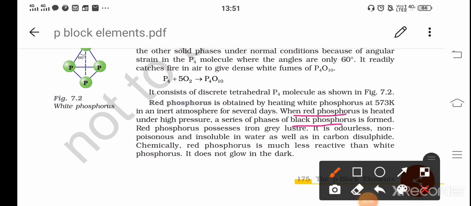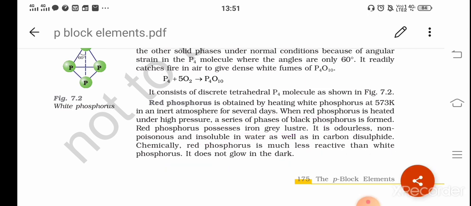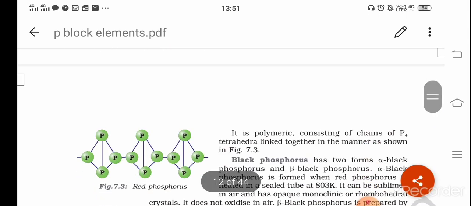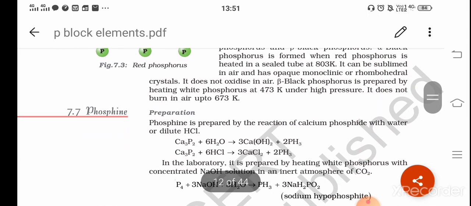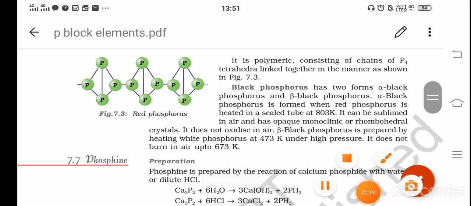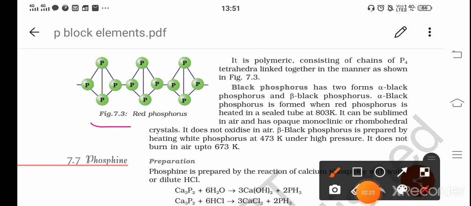Red phosphorus has an iron-gray luster, and it is also insoluble in water but non-poisonous in nature. Red phosphorus is less reactive than white phosphorus and does not glow in the dark. So chemiluminescence is only shown by white phosphorus. As we can see in the structure of red phosphorus, it is a linear structure in which all the tetrahedral units are linked together, and it is slightly more stable than white phosphorus.